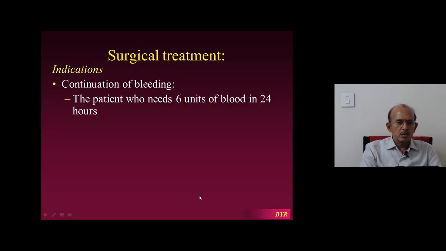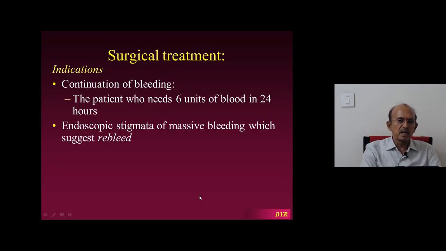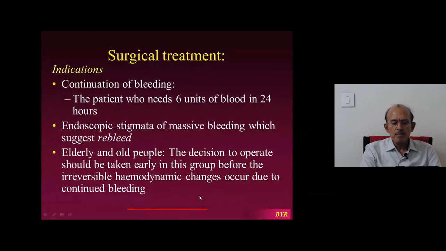And to tide over the hypovolemia, you are transfusing and you have already given about 6 units of blood. That means don't still waste your time by doing a repeat endoscopy. If such large amounts of bleeding are occurring from the ulcer, it is better to go for a surgical procedure. Or if you find the stigma of rebleed, that means a spurting vessel, clot, or visible pulsating vessel in the floor of the ulcer, then go for surgical maneuver. In elderly and old people also, the decision to operate should be taken early in this group before the irreversible hemodynamic changes occur due to continued bleeding.